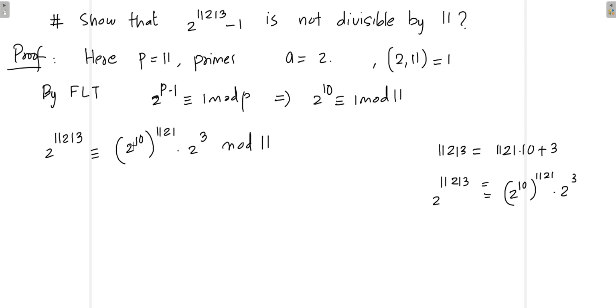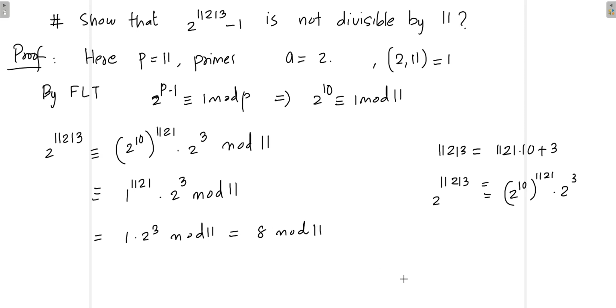2 raised to 10 എന്ന് വെച്ചാൽ 1 ആണ്. സോ 2 raised to 10 the whole raised to 1121 should be congruent to 1 raised to 1121 times 2 raised to 3 mod 11. 1 raised to anything is always 1. So this should be equal to what? 1 times 2 raised to 3 mod 11 എന്ന് കിട്ടും, which is 8 mod 11 എന്ന് കിട്ടും.